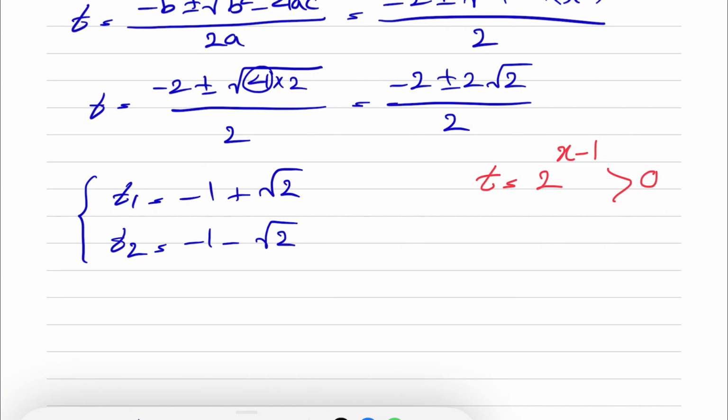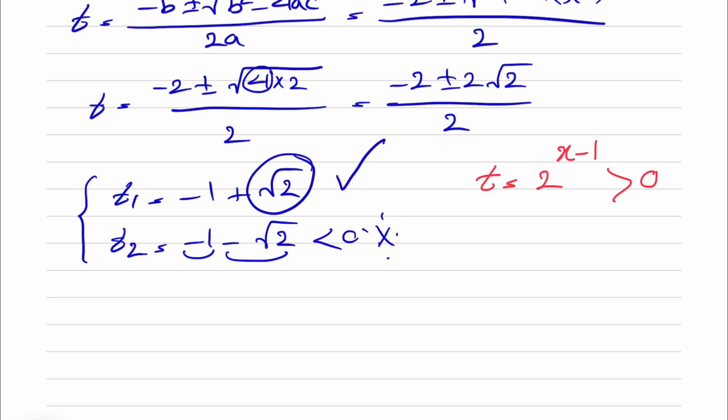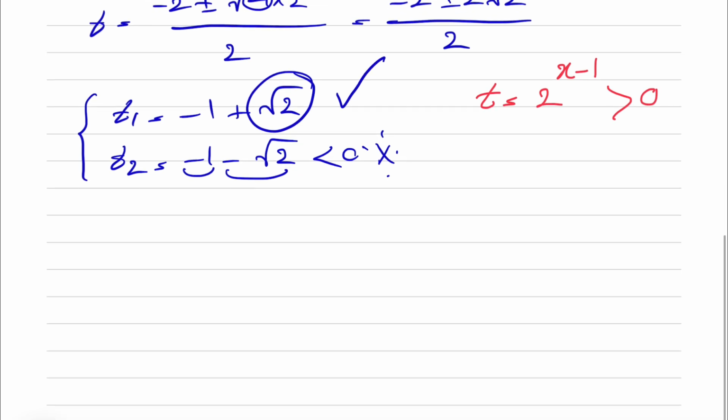And if that's the case, we know minus 1 minus square root of 2 is definitely a negative number. So no answer in here, but we know square root of 2 is greater than 1, so this one's definitely a positive number, so we can solve for that value. So 2 to the power of x minus 1 is equal to minus 1 plus square root of 2.